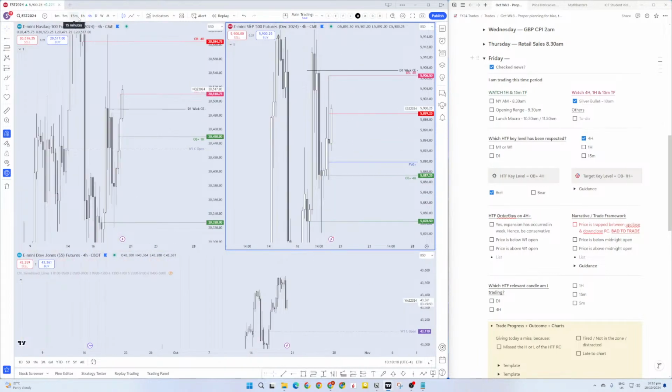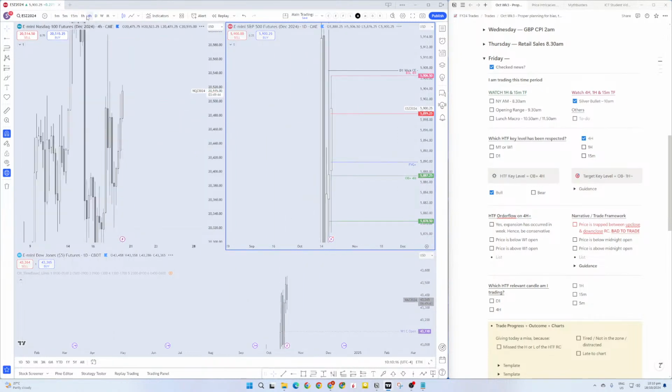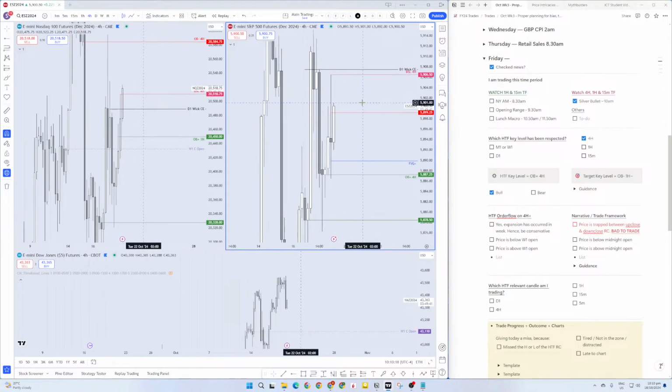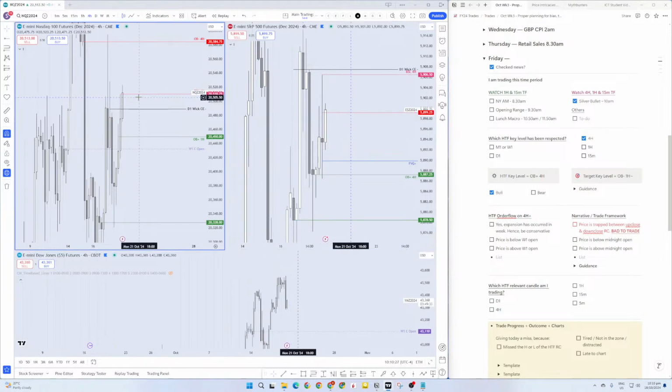So what we are just observing now is making sure whether price can really break this red color line, or whether price can really break this high over here.